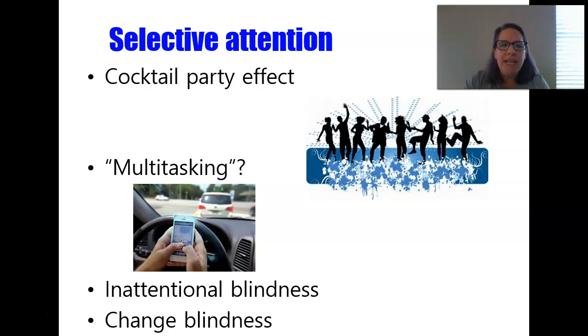Inattentional blindness is just our ability to focus on one particular item and not notice other things that are going on around us, particularly if we're instructed to focus on one particular item. And when you come to class tomorrow, I'm going to do a demonstration of this for you, so it'll make a little bit more sense. And then change blindness is, again, our ability that we might be focusing so heavily on one particular sensation or one particular thing that you may not notice that things change around you. And again, I'm going to show you a demonstration of this tomorrow in class.